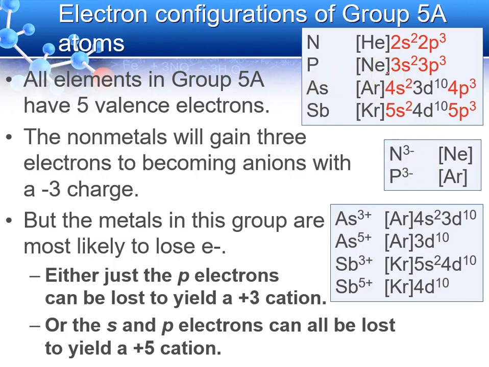Phosphorus can go from 3s2, 3p6, and then its electron configuration is like argon. But remember, nonmetals gain and metals lose, generally. So if we look at arsenic, let's ignore the d's because they're all full. Arsenic can lose those 4p electrons to become As3+, or it can lose the s's as well, and then it becomes As5+. And antimony is the same way. It can lose just those p electrons to form Sb3+, or it can lose all 5 to form Sb5+.